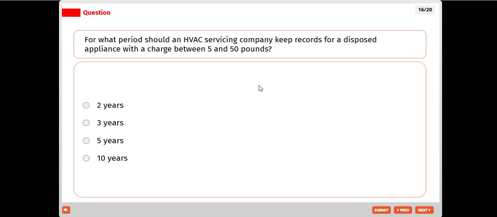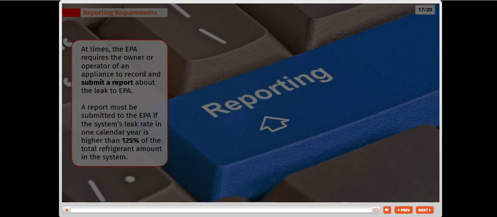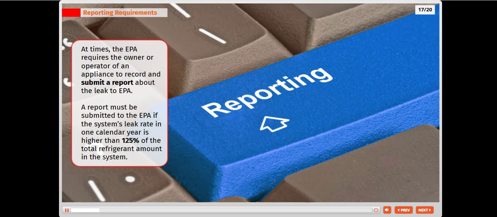For what period should an HVAC servicing company keep record for a disposed appliance with charge between 5 and 50 pounds? For 3 years. At times, the EPA requires the owner or operator of an appliance to record and submit a report about the leak to EPA.